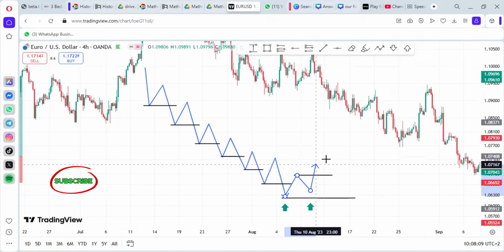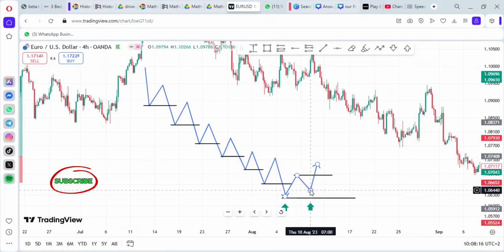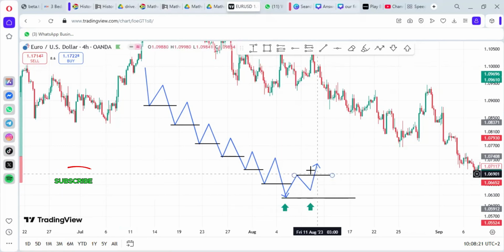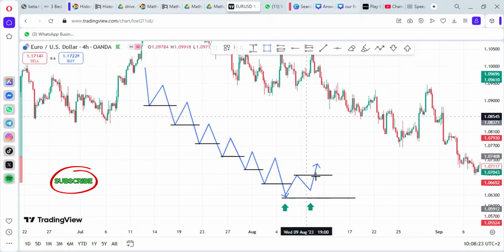What is an order block? I will then mark my order block somewhere right here. It will be found somewhere right here. An order block is the opposite candlestick before the breakout, right? So I would go ahead and mark my order block.